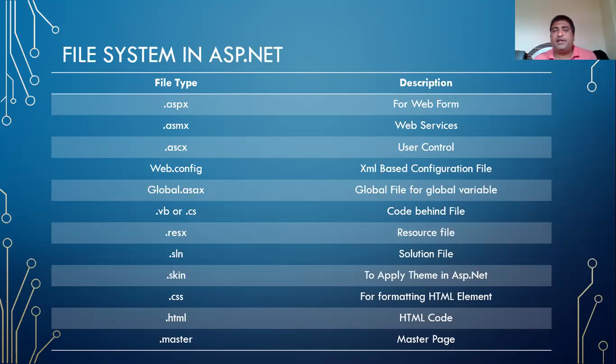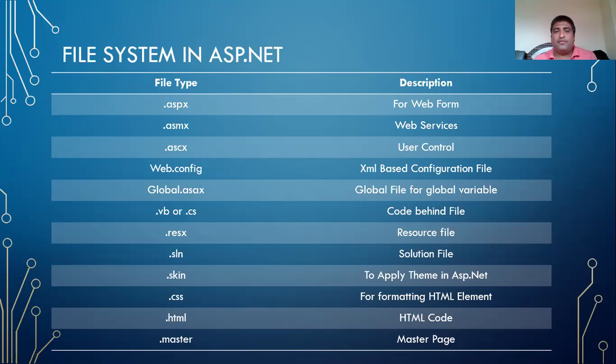If we create an application with Visual Basic, then its extension is .vb. If we create the application with C# programming, then its extension is .cs. Then .resx is for the resource file, whatever resources we are using in a program. Then .sln is a solution file.